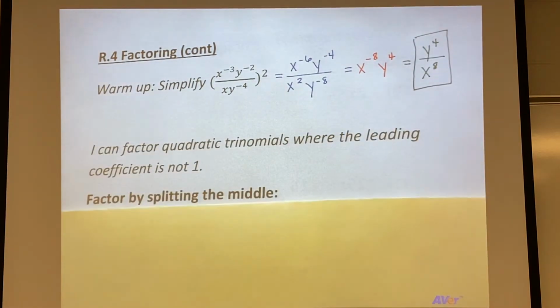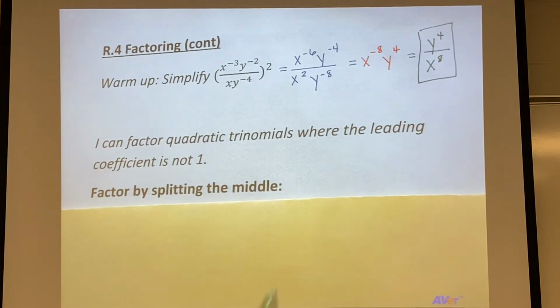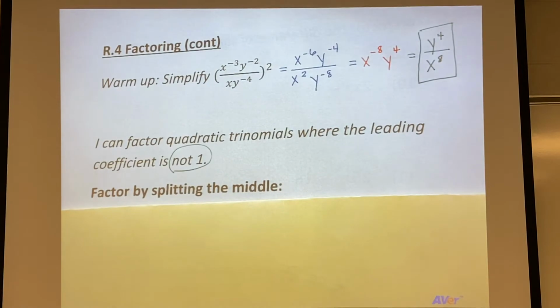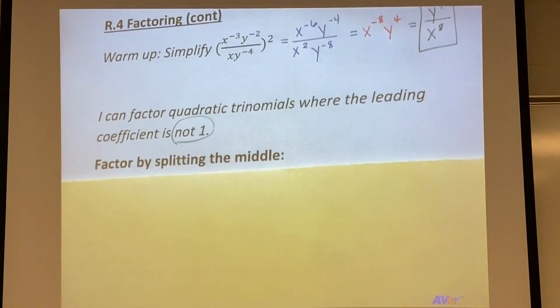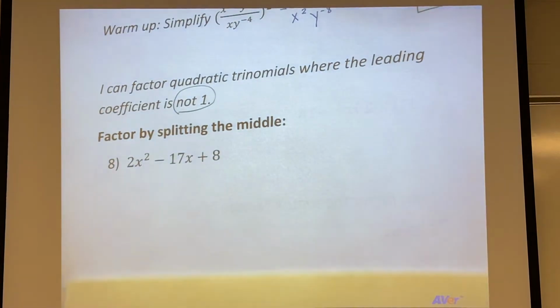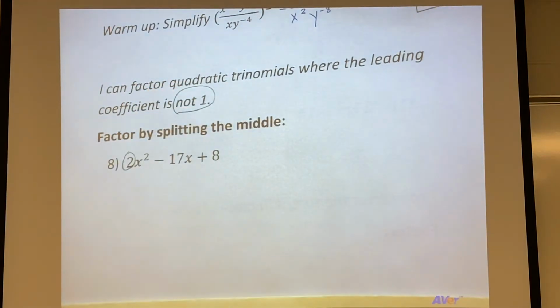All right, so last time we factored where the leading coefficient was 1. Today we're going to look at when it's not 1, which takes some more steps. It's called splitting the middle. So notice that our leading coefficient here is a 2, so it's not a 1. Anytime it's not a 1, you have to use splitting the middle.